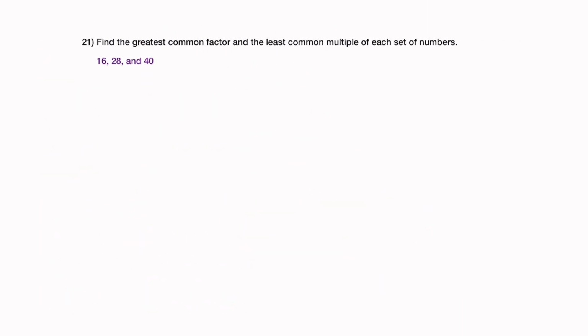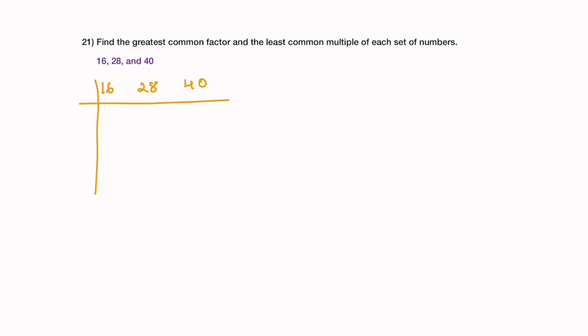Good. Find the greatest common factor and the least common multiple of each set of numbers. So we are going to find both LCM and GCF over here. So I'm going to use one method now, not all the methods. And as I said, my favorite method is this: 16, 28, and 40, because that goes faster for me. So I'm going to do GCF, greatest common factor, first.